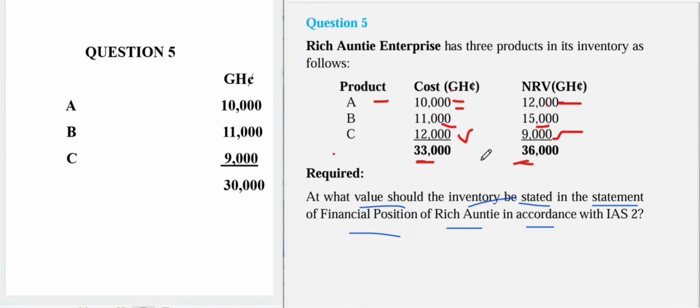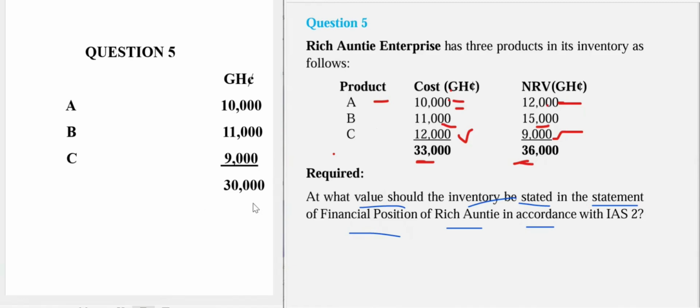See, if we're to use the total, cost is 33,000, total NRV is what? 36,000. So we would have picked 33,000 as the lower, right? That's not what the standard is saying. The standard is saying we should not value it on a total basis, but it should be valued on a line by line basis.